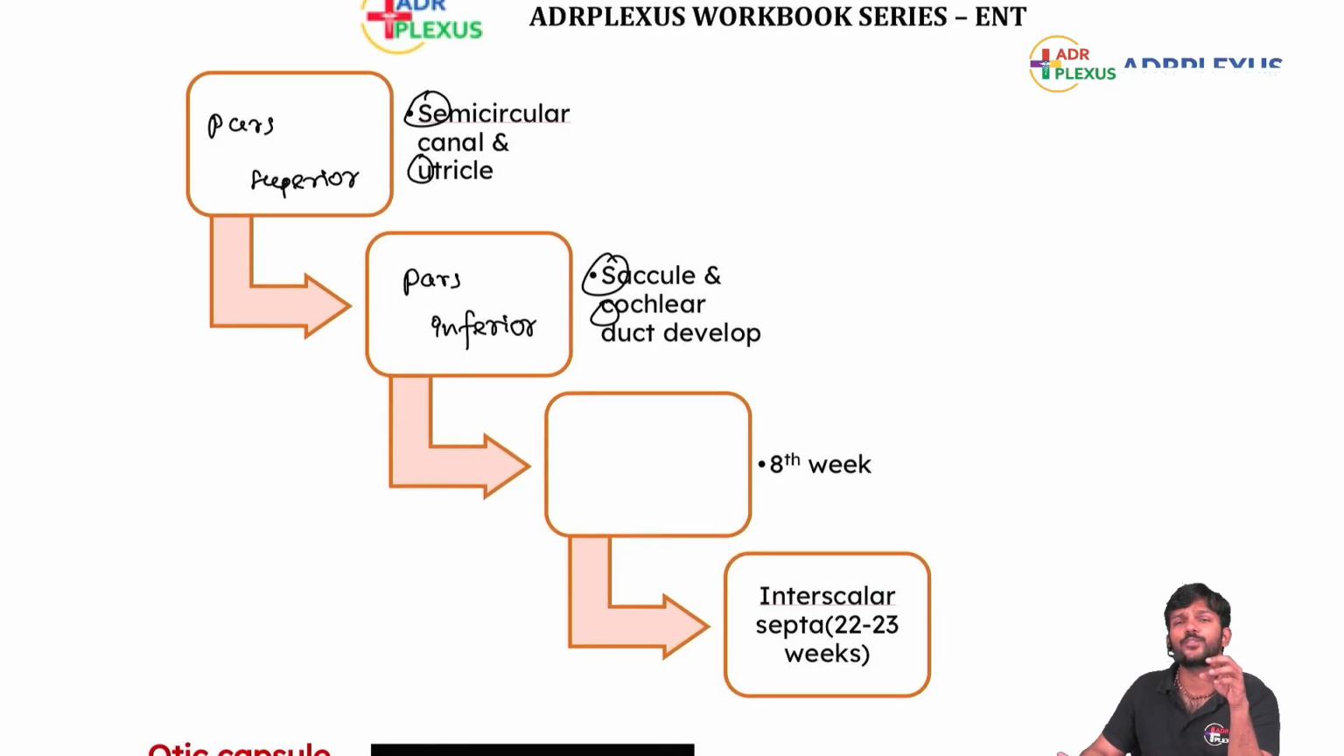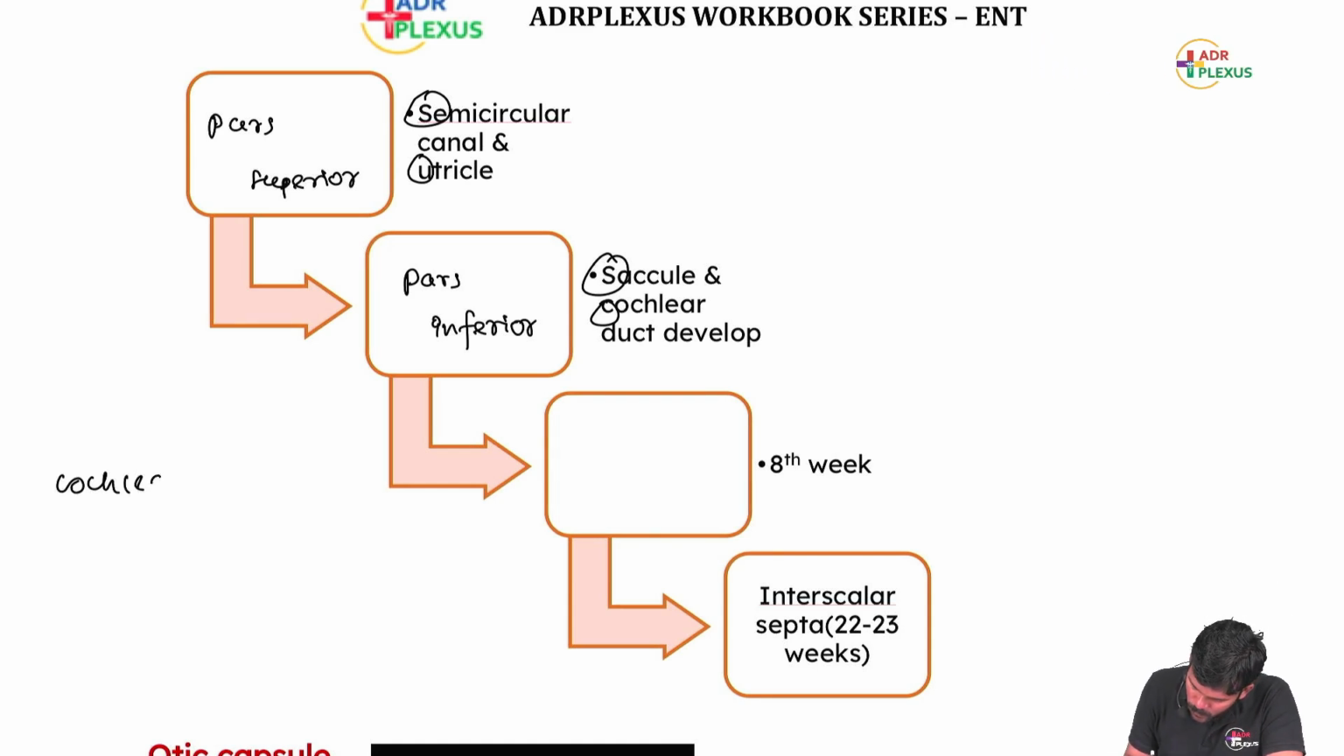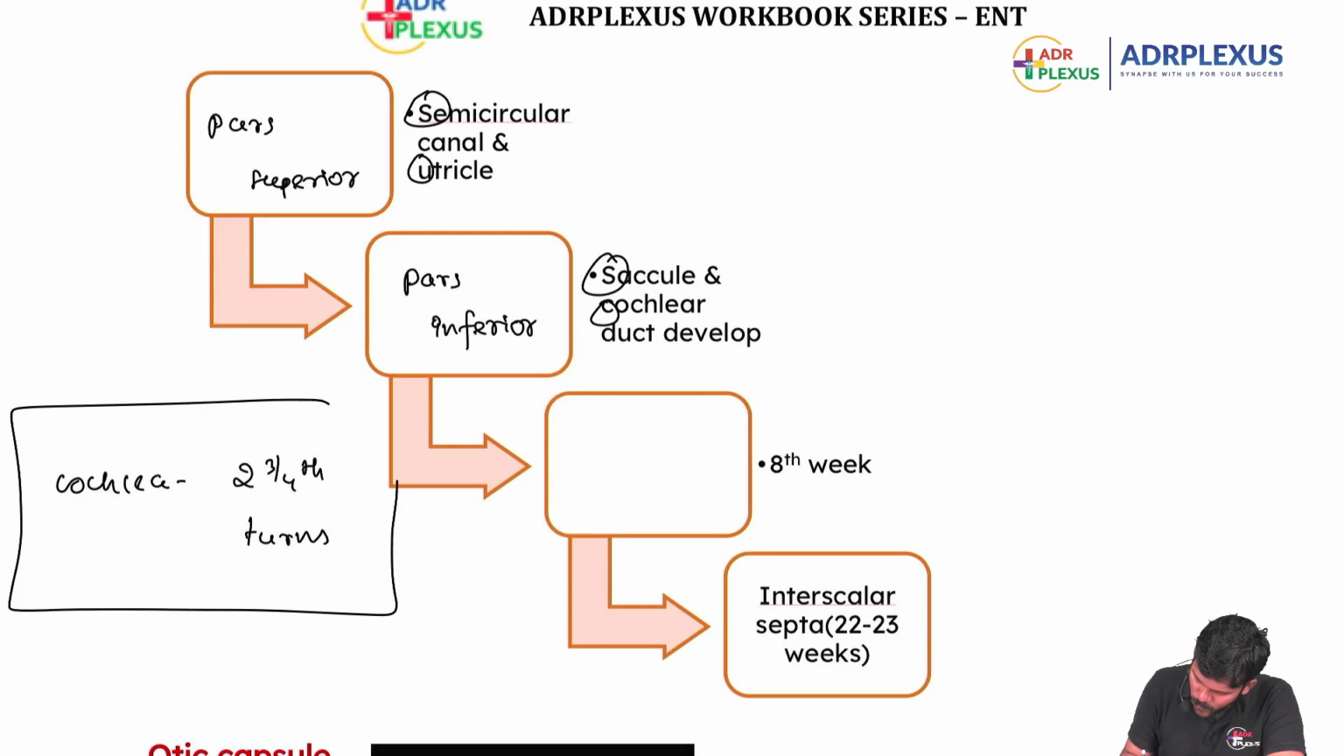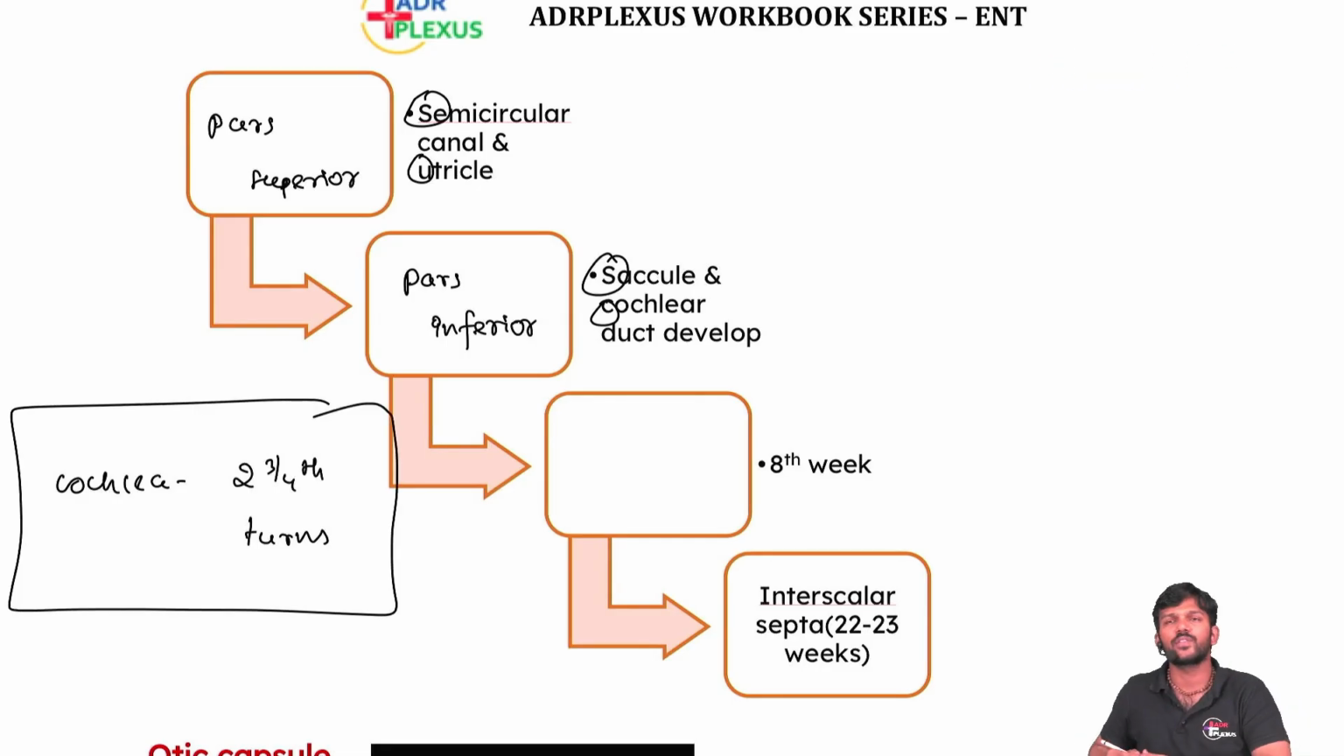Okay, these are all slowly happening and it will complete by the fifth week of gestation. After that, the bony labyrinth will stay as it was before. The membranous labyrinth of the cochlea will slowly develop and form the coiling of the cochlea. The cochlea will have 2 3/4 turns.